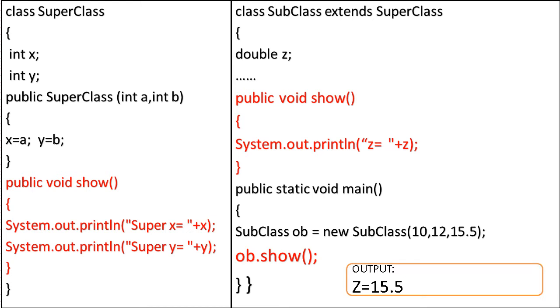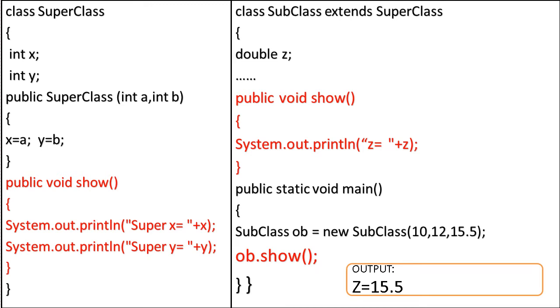According to the object creation constructor definition, you can see we are passing 10, 12, 15.5. So for z it will be 15.5. So we will get the output 15.5. Now what is the solution? How can we get super x and super y also?